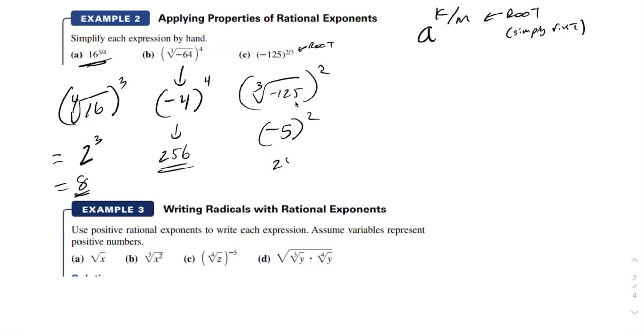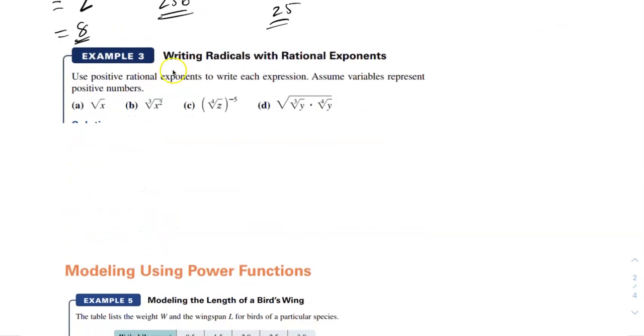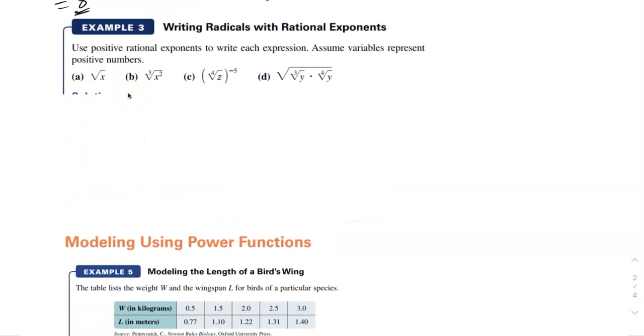Negative 5 squared is 25. So that's how you do these by hand. You do the root first, and then you do the power. It's a lot easier to make it small than make it big.